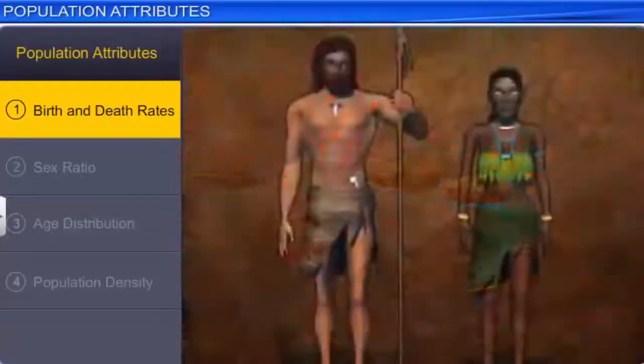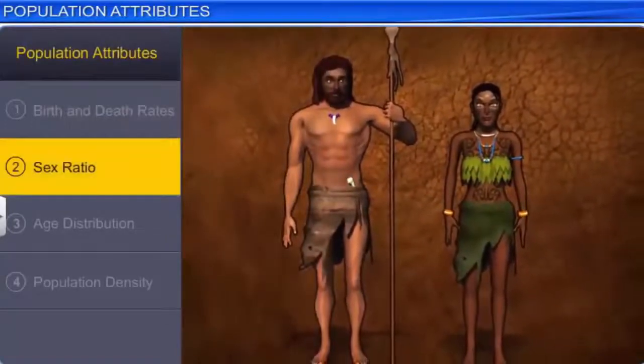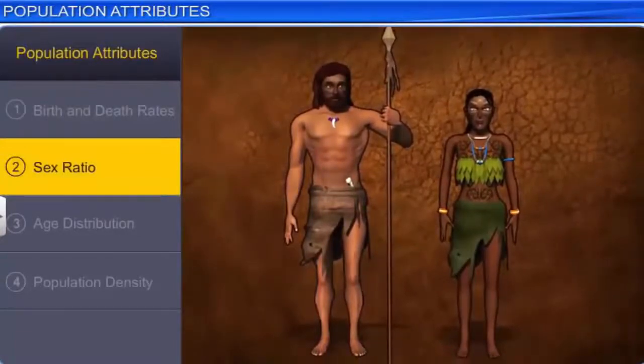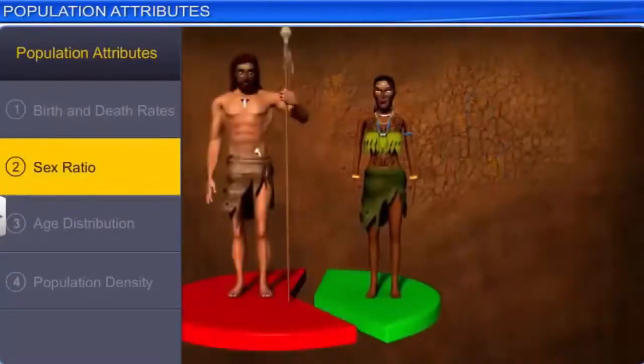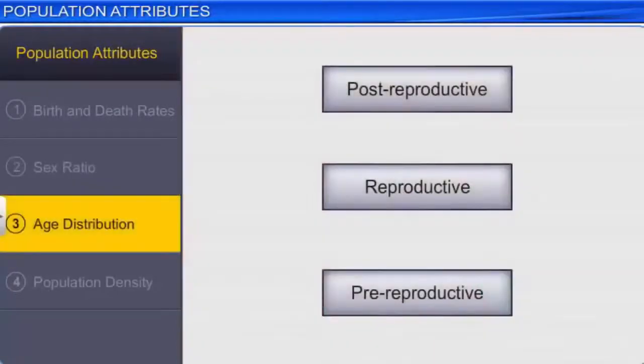Apart from birth and death rates, another important attribute of a population is sex ratio. For example, in this tribe, 40% of the population are females and 60% are males. Moreover, at any point in time, this population consists of individuals who may belong to pre-reproductive, reproductive, and post-reproductive age groups.